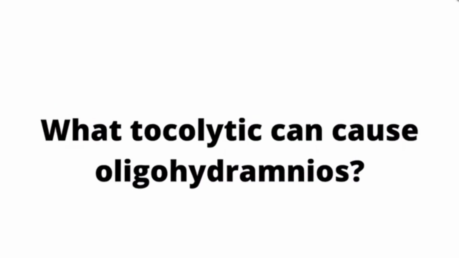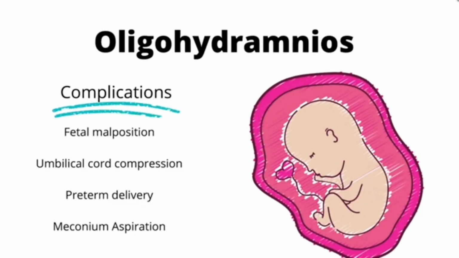We have to know the complications of oligohydramnios, and these include fetal malposition, umbilical cord compression, preterm delivery, and meconium aspiration. So it's very important that you realize that if there is too much or too little amniotic fluid, this can lead to fetal malposition.